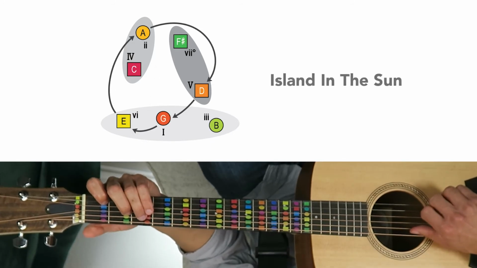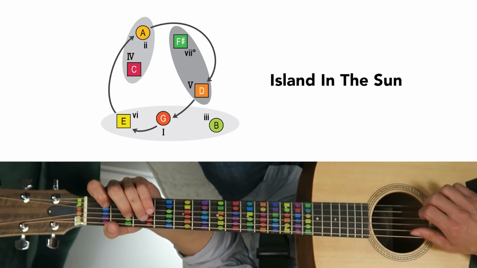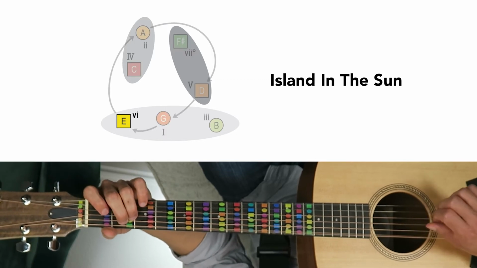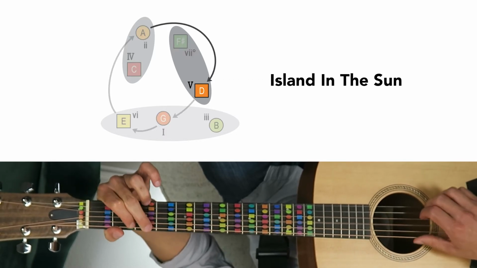And then dissecting Weezer's song Island in the Sun as a third example, this progression goes through 6, 2, 5, 1, like this.